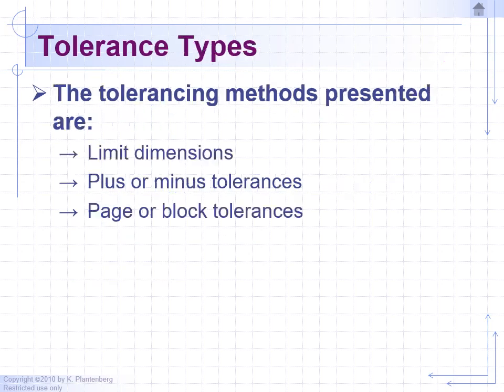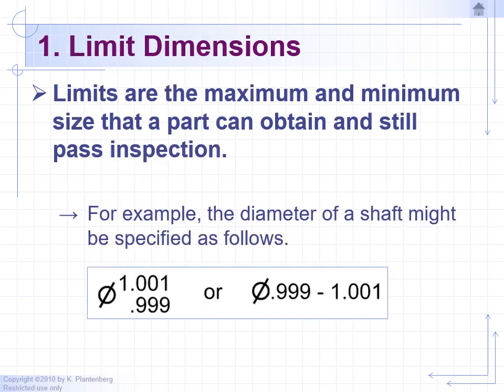Next slide. The tolerancing methods presented on the drawing are the following: limit dimensions, plus or minus tolerances, or page or block tolerances. Let's take a look at each one. Limits are the maximum and minimum size that a part can obtain and still pass inspection. So for example, the diameter of a shaft might be specified as follows.